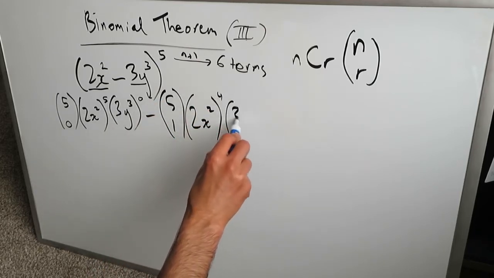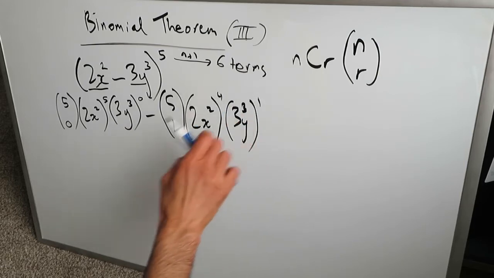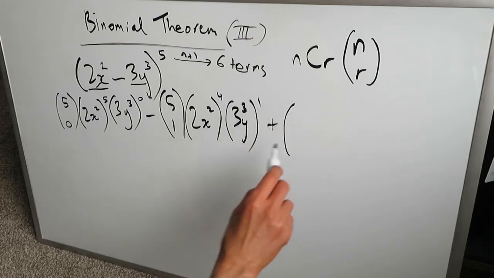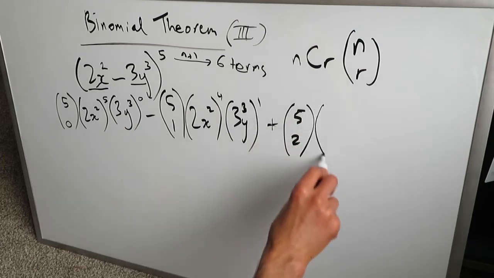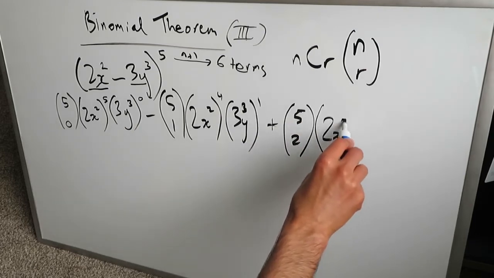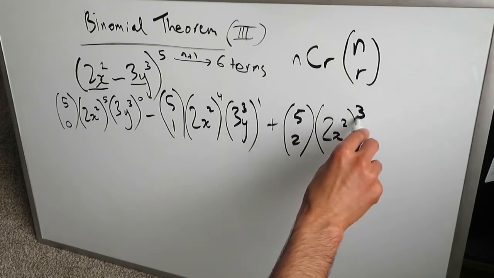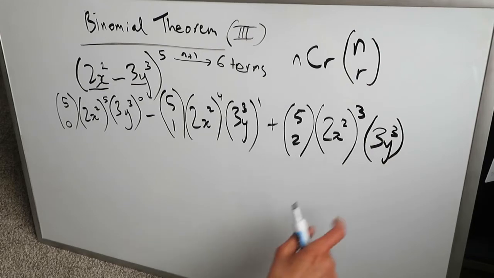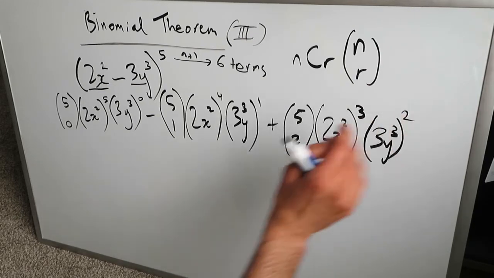The b term, we have 3y cubed. Here it's always r, which happens to be a 1. Let's put a plus sign because we're alternating signs. Let's go to the next term. You can imagine this will be a 5 and a 2. The a term will become 2x squared, exponent n minus r, 5 minus 2, which is a 3. And you can imagine what this will be, 3y cubed to the power of r, which here is a 2. Remember, this 2 ends right over here.